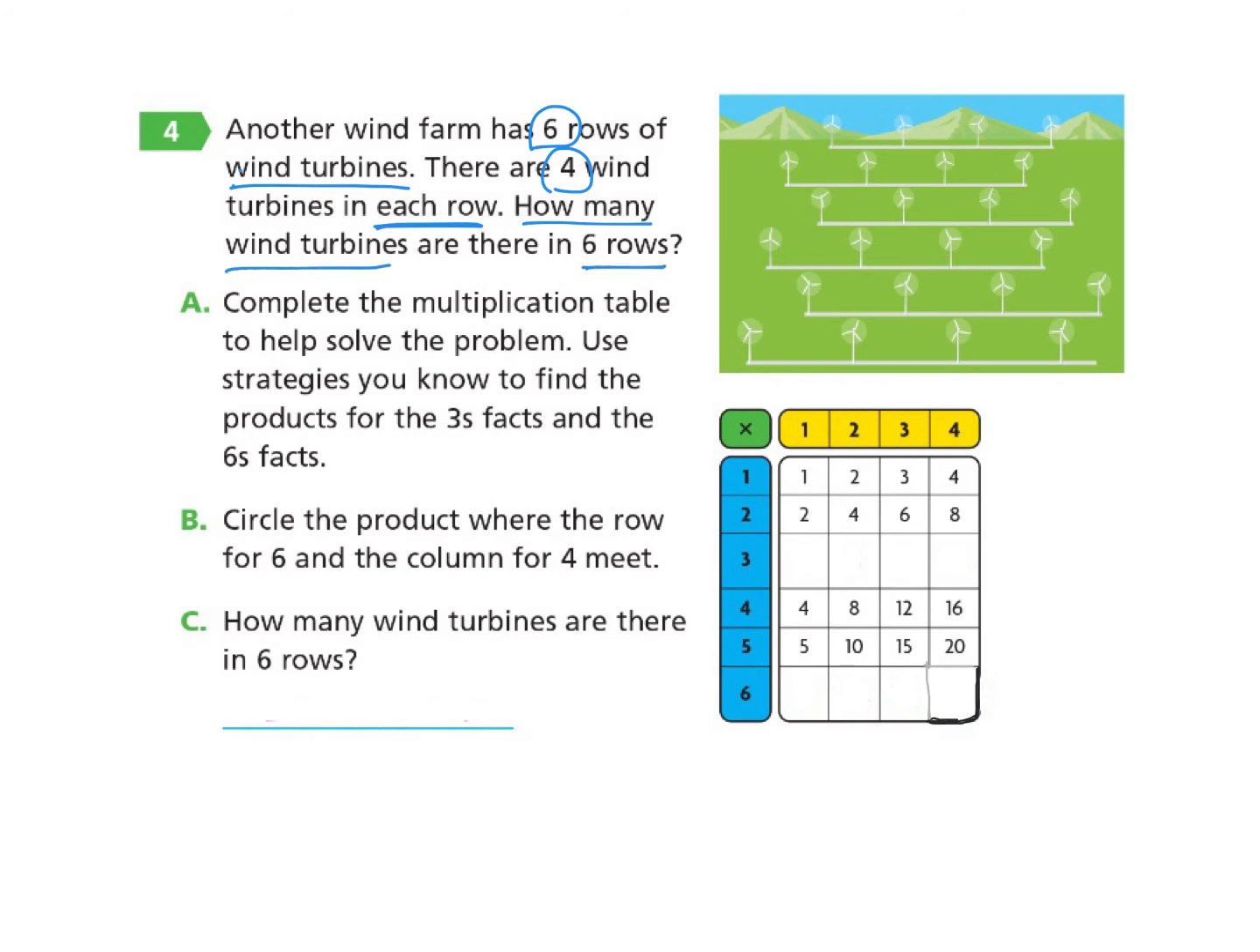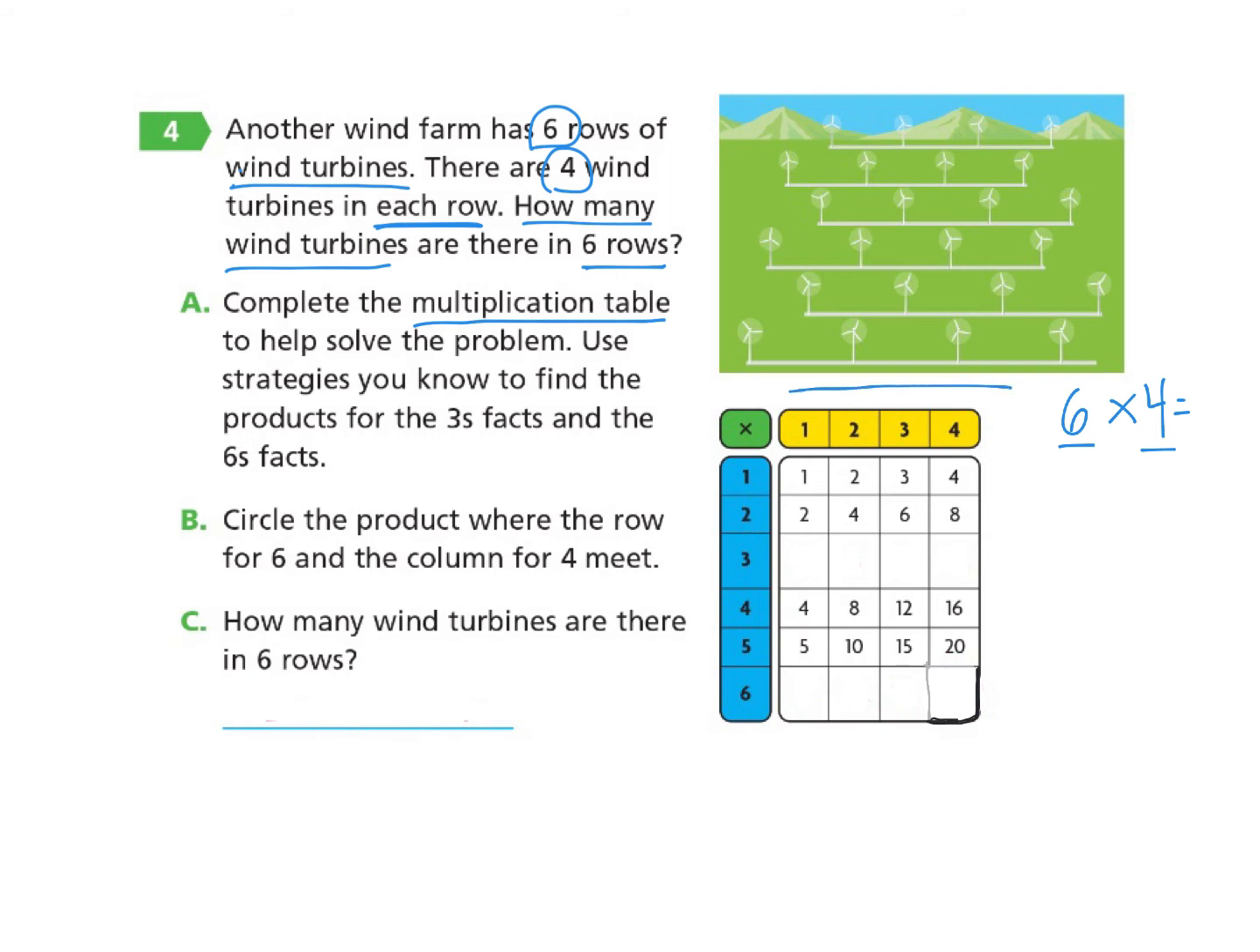So they have a drawing next to the words here in the green that has 6 rows of 4 wind turbines. So we can really confidently make that multiplication equation, 6 rows of 4 wind turbines. But they would like us to learn another strategy. You are welcome to pause the video and try A through C on your own and come back, or keep following along with me. Part A, complete the multiplication table to help solve the problem.